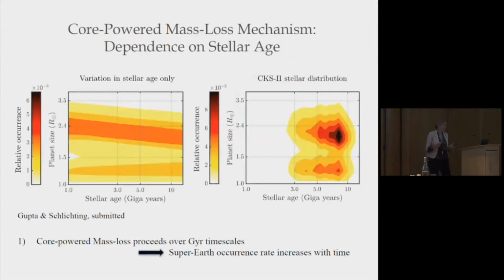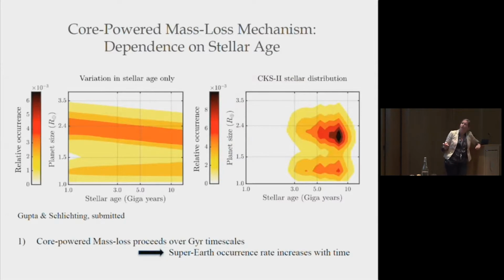There are several others, but this is another one which I think is quite clean. This is dependence on stellar age. So we heard from James that it's the young stars that are really active, right? It's the young stars that drive most of the mass loss, where most of the photoevaporation is happening. In the core-powered mass loss, this happens over gigayear timescales. It basically happens continuously from the birth of your planet until today. So there are planets even today that are still being converted from sub-Neptunes into super-Earths.